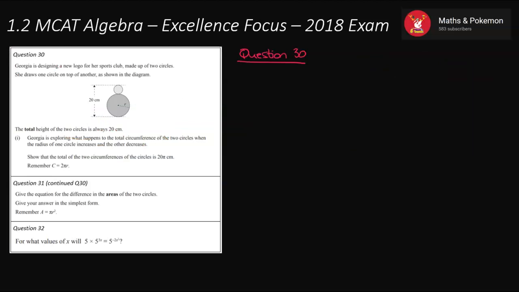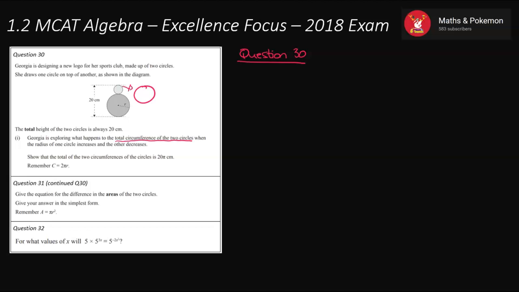Georgia is designing a new logo for a sports club, and it's made of 2 circles, and there are the 2 circles. She draws one circle on top of another circle, just like we're seeing there. The total height of the 2 circles is always 20 centimeters. Georgia is exploring what happens to the total circumference of the 2 circles when the radius of one circle increases and the other decreases. So what that means is, what will the circumference of the circles be?